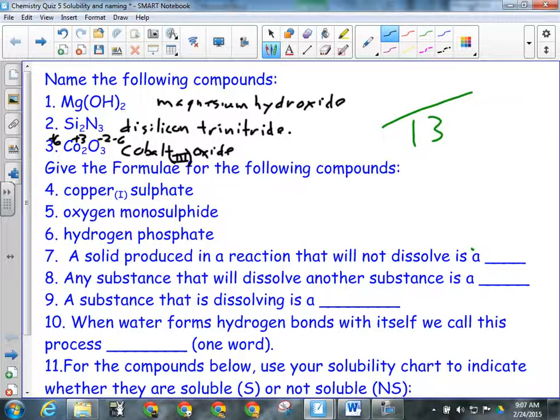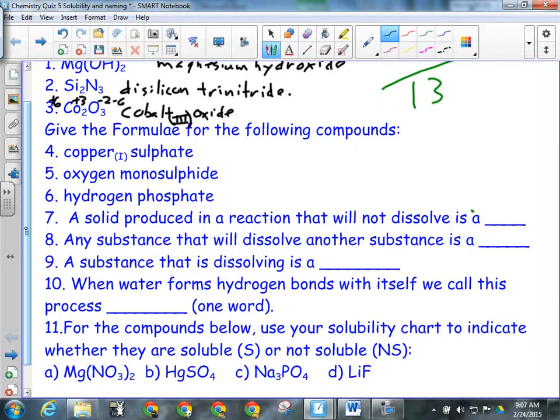Okay, for the formulas here for 4 through 6. Copper(I) sulfate. So the symbol for copper is Cu, and the Roman numeral tells us to use the +1 charge when we swap and drop. Sulfate is SO4, and it has a -2 charge. So we are looking at Cu2SO4.